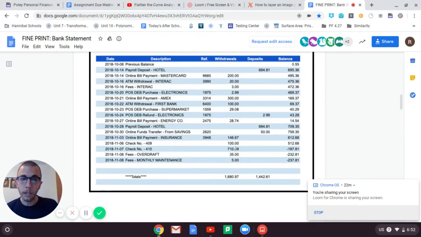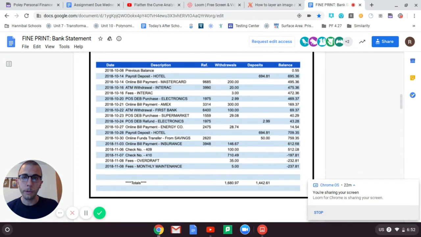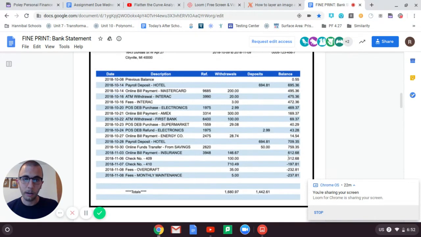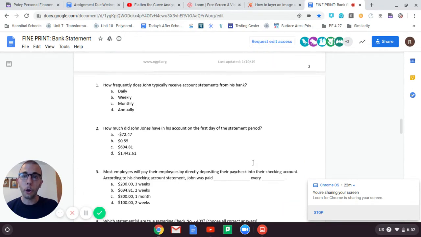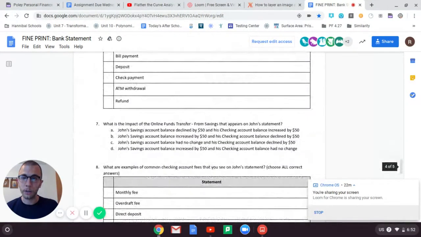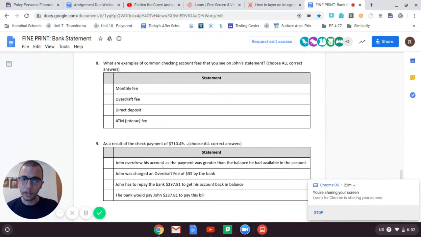$710.49 was withdrawn? Well, that was when John overdrew his account. Right? His previous balance was $512, but he had to withdraw. That check was for over $700, so that brought him into the negatives, almost $200 in the negative. That is not good. That is a huge overdraw. So let's look at some options here.